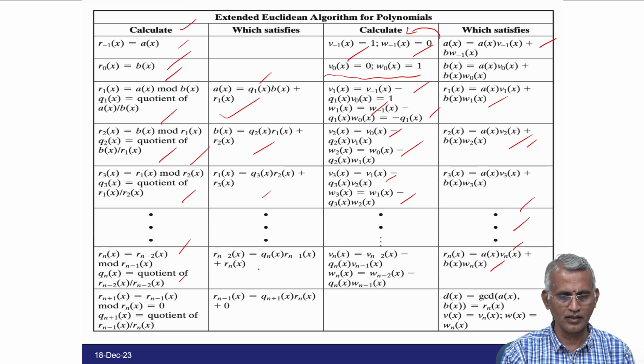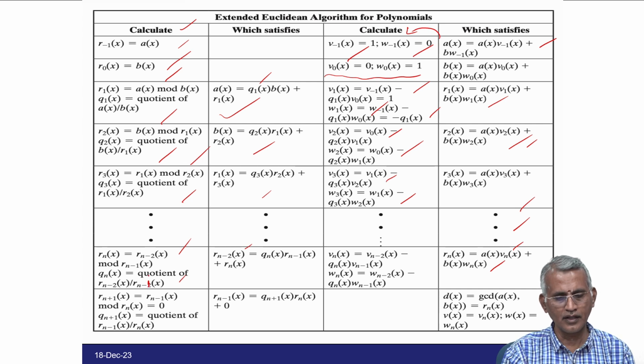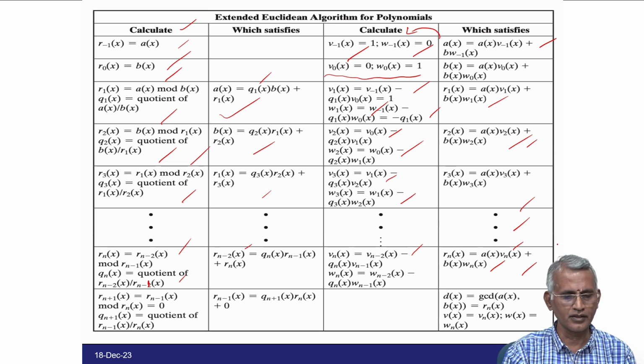So that R suffix n minus 2 of x equals Q1 of x times R suffix n minus 1 of x, and then plus R1 of x. So, Vn of x equals V suffix n minus 1 of x minus Qn of x into V suffix n minus 1 of x, and Wn of x equals W suffix n minus 1 of x minus Qn of x into W suffix n minus 1 of x. So that Rn of x we can calculate.